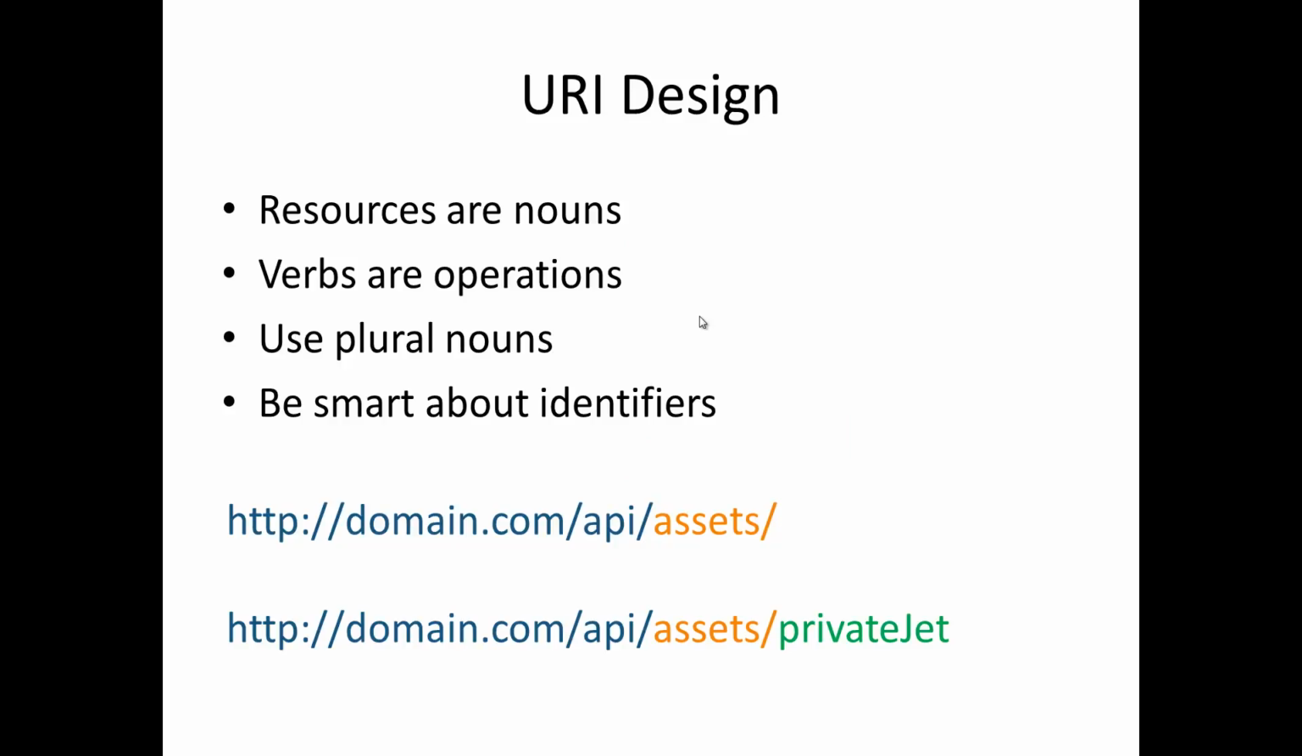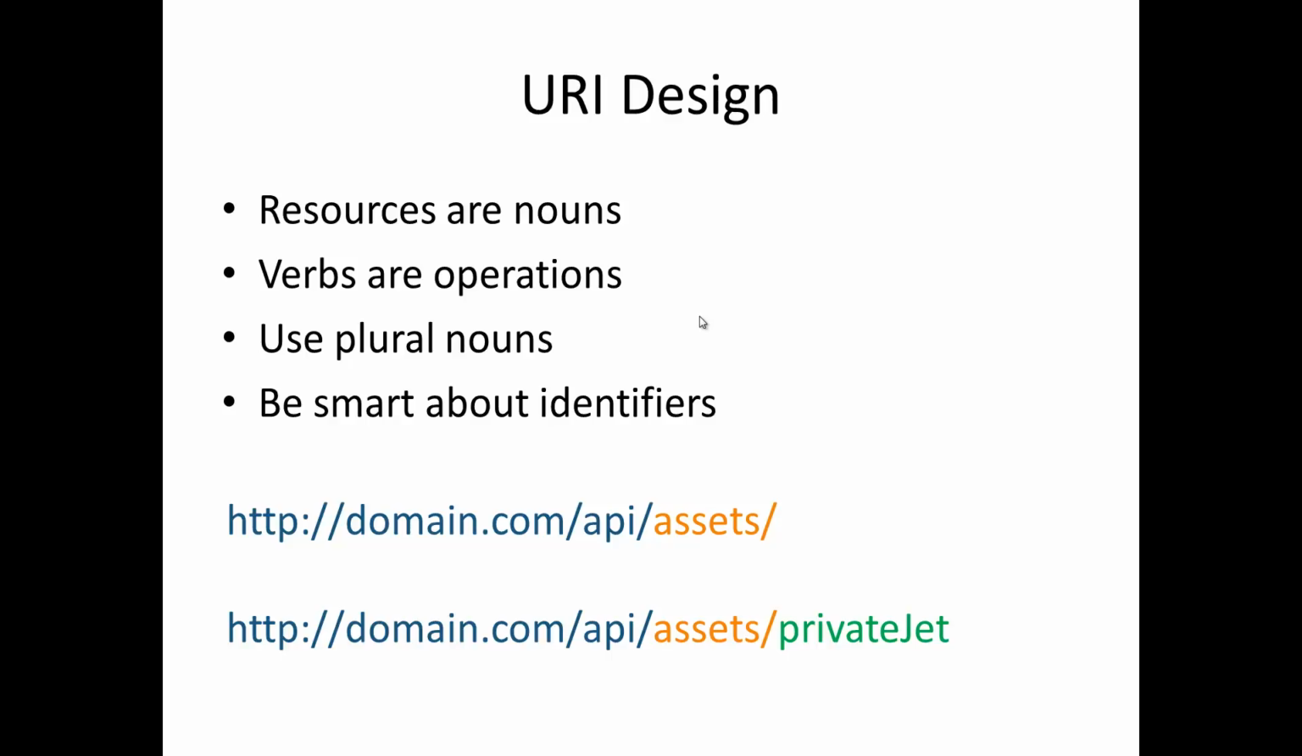So resources should be nouns. We already said asset, customer. However, they should be plural. So that's best practice. That you don't say asset, but you say assets. And then the verbs are operations, as I already mentioned. So you don't find them in the URI. You don't say get assets or get assets. They are not there at all.